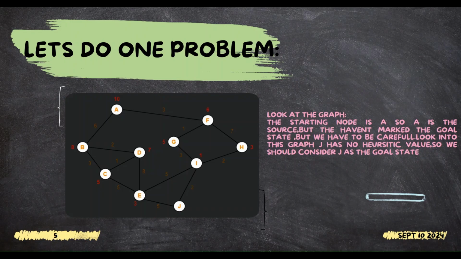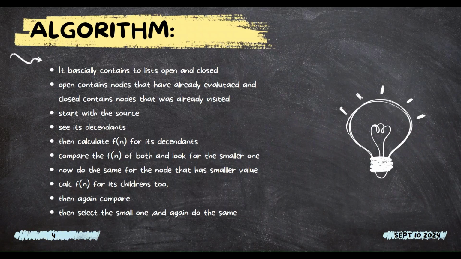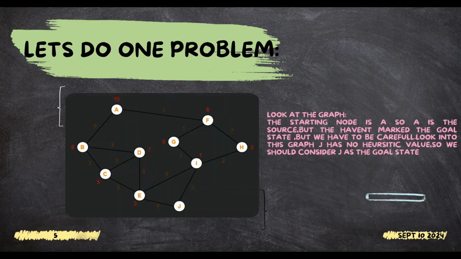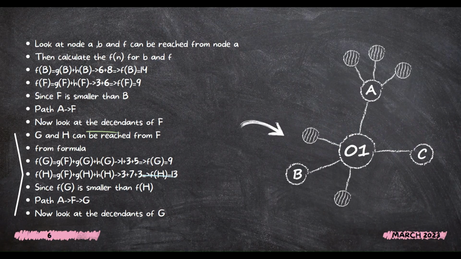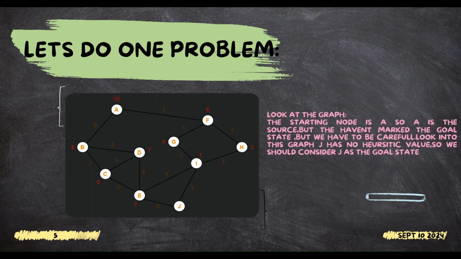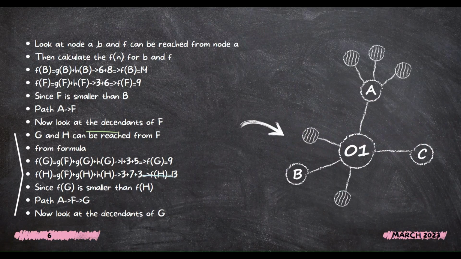We start from the source, that is A, and look at the descendants of A. The descendants of A are B and F, so we calculate f(B) and f(F). When I calculate f(B), I get 14, and when I calculate f(F), I get 19. From this I can conclude that f(B) is smaller than f(F)... so the path would be A to F, and since F is smaller, I look at the descendants of F. F has G and H, so I calculate f(G) and f(H). When I calculate it, I get f(G) as 9 and f(H) as 13.